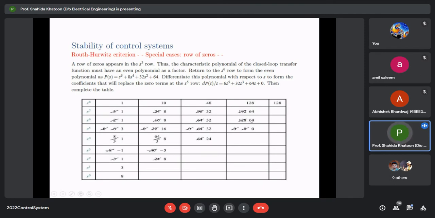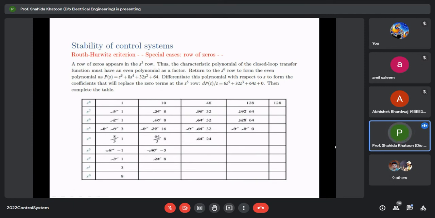Now differentiate this polynomial with respect to s to form the coefficients that will replace the 0 term at the s to the power 5 row. So dP by ds becomes 6s to the power 5 plus 32 s cube plus 64s plus 0. From this you form the s5 row. So 6, 32, 64, you can take 2 common. So it is 3, 16, 32, and then the last element is 0. So now you can continue with the procedure and form the rest of the rows of the Routh table.